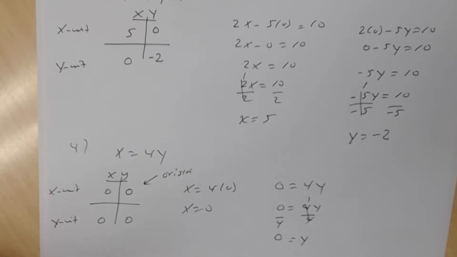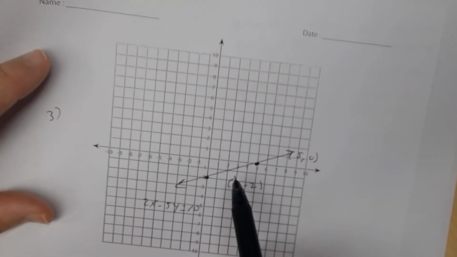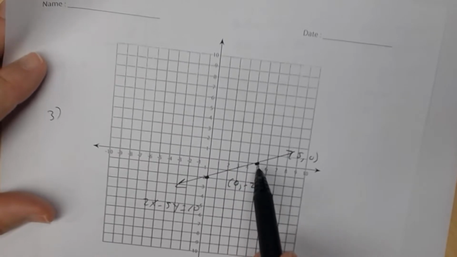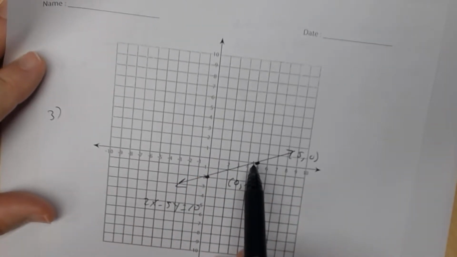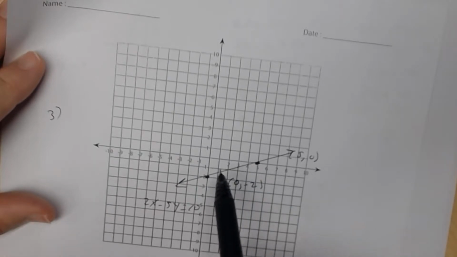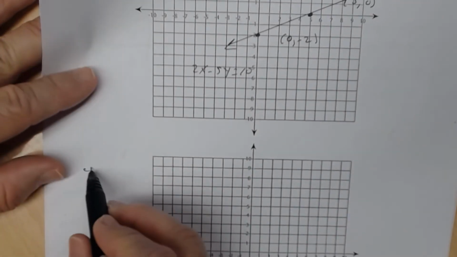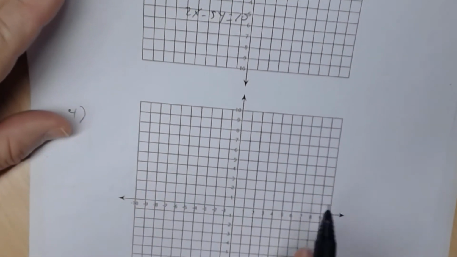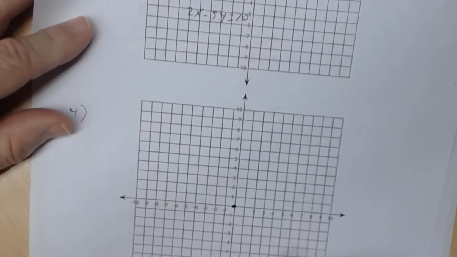Now, here's the issue you're going to see, though. To graph these lines, we're using intercepts. Notice so far, there was always an x-intercept, and there was always a y-intercept. So I was able to graph the lines without difficulty. But notice in number 4, when I graph number 4, the x and the y-intercept is the same point. It's the origin. But I need one more point to graph this line.